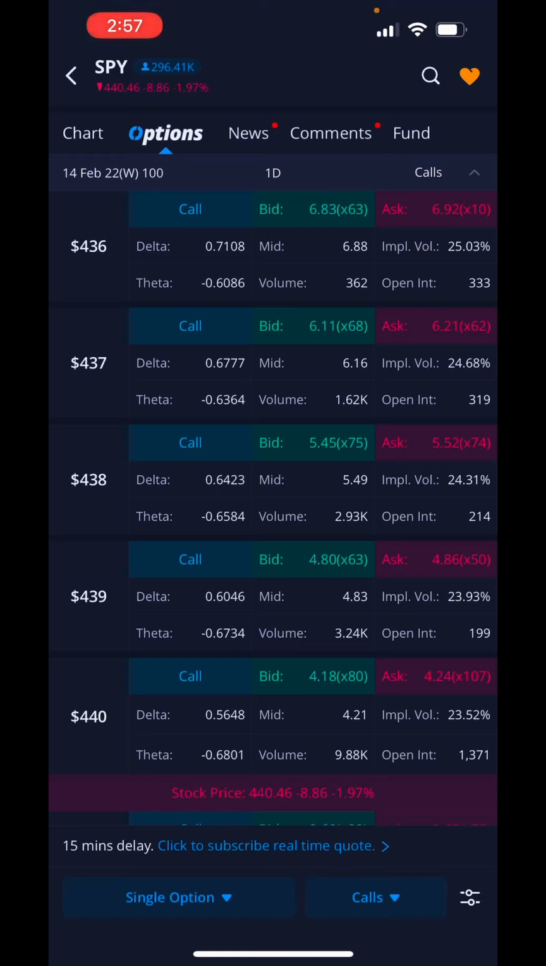Now, obviously, all I'm doing here is multiplying the delta by 100% to convert it to a percentage, and using this percentage as a percent chance of expiring in the money. This isn't a perfect science, but many traders, including myself, use this method to quickly weigh the odds.